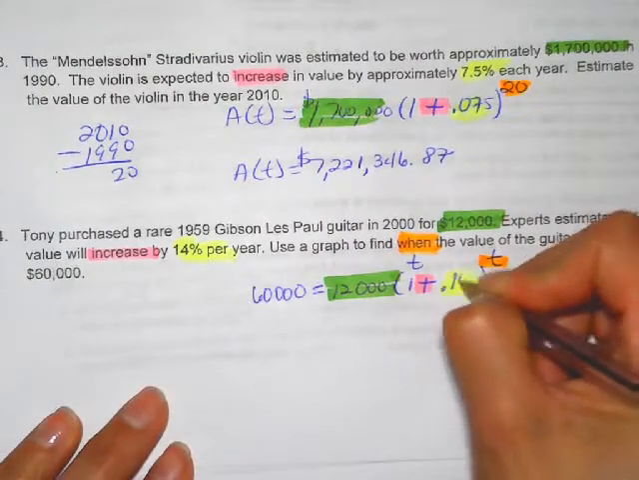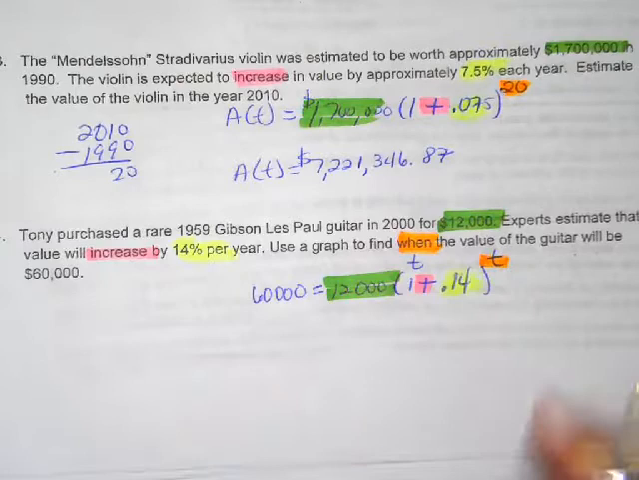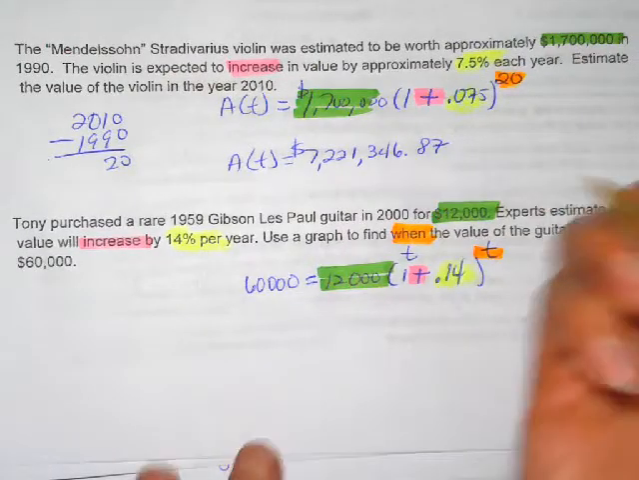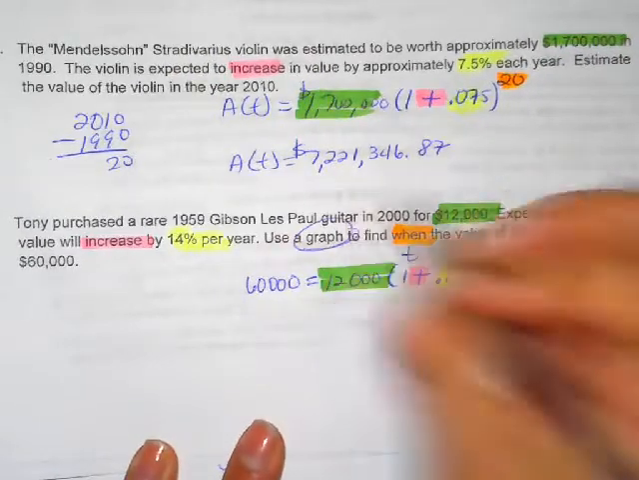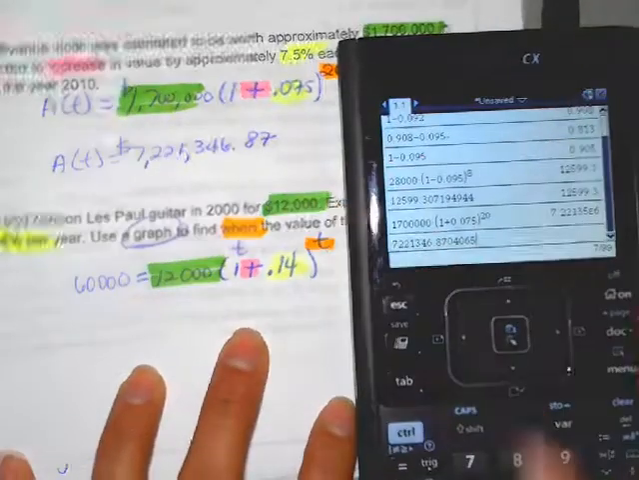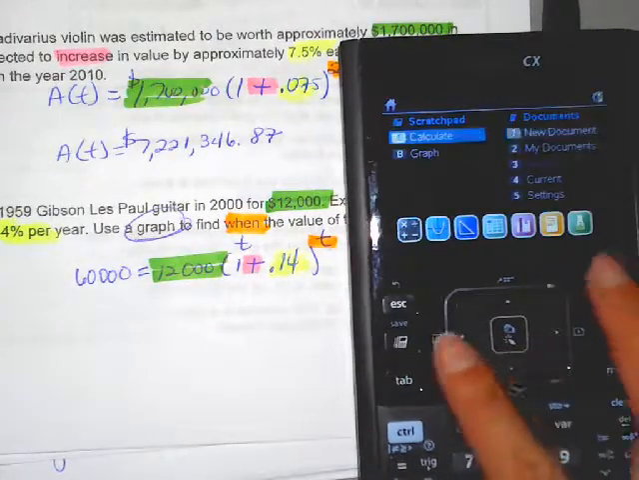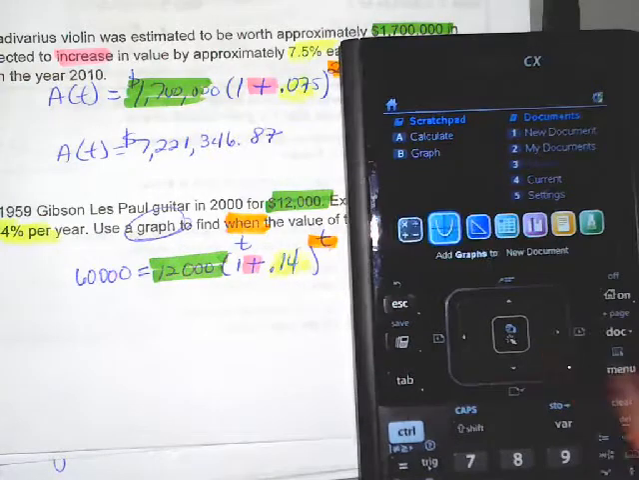Very good. All right, and then we do not know t, so you can leave it as t. That's our unknown. Now it says to use the graph. For this problem, I don't like that it says to use the graph, but I do want to go over how to use the graph. That way you can do it in your assignment, because there will be a problem like that. So let's go ahead and open a graph.